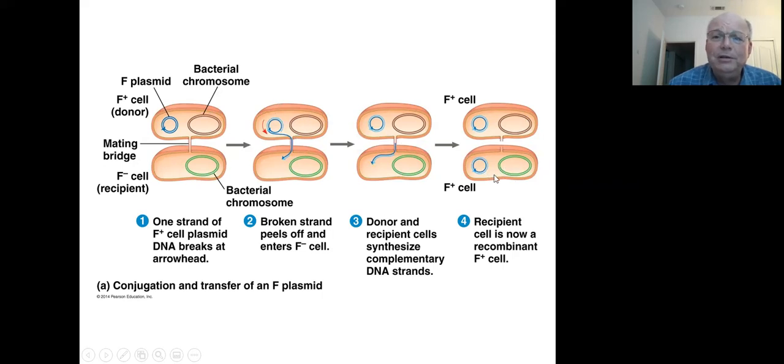So this cell has been converted from an F minus to an F plus by picking up the F plasmid from the donor cell. And again, if you have inserted genes into an F plasmid, you can have those transferred across as the F plasmid is transferred across. Not the most efficient way of getting genes into a bacterial cell, but at least it's a way of doing it if you want.